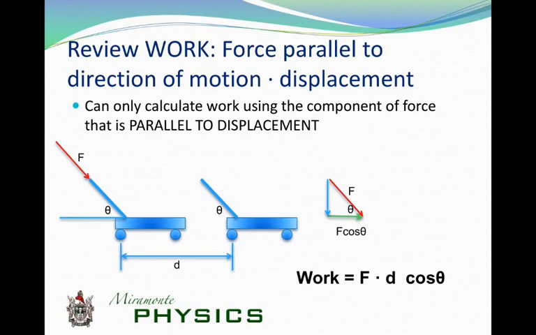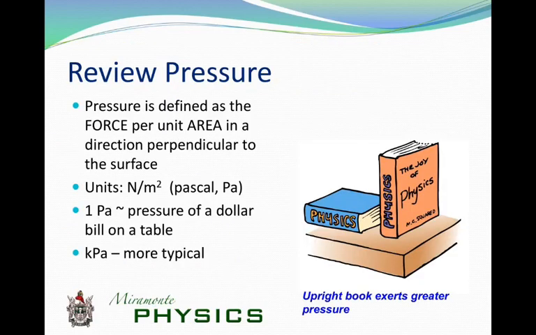Quick review of work. Remember, force parallel to direction of motion, so F d cosine theta. It is the component of force that is in the direction of displacement. It has units of joules, so it's an energy unit. Quick review of pressure. Pressure is defined as force per unit area in a direction perpendicular to the surface. So the units for pressure are going to be newtons, that's force, over meters squared, that's area. And we call it in SI units the Pascal.